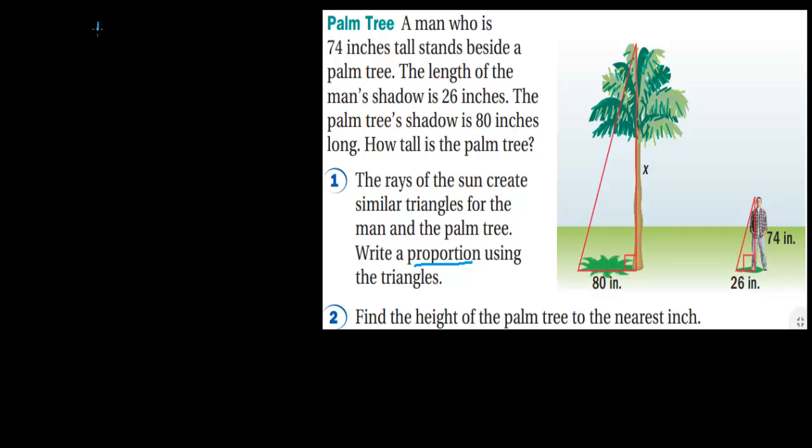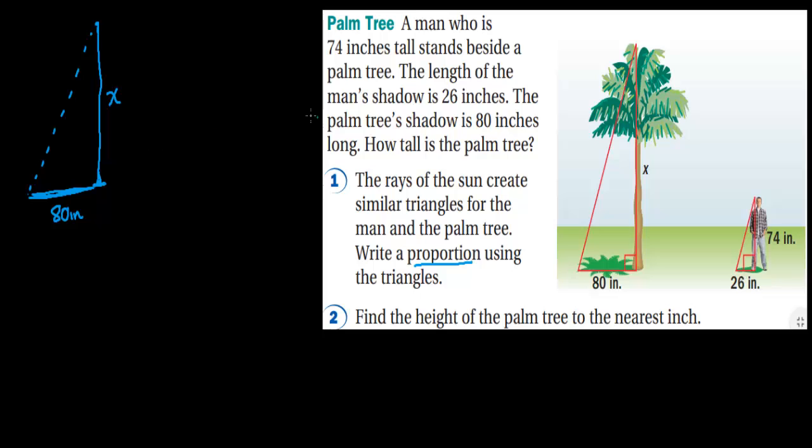This segment here, let's say this is the top of the palm tree, all the way down. Whoops, that's crooked. I'm sorry about that. All the way down to the ground. Here's the ground where the palm tree sits. And this height, we don't know, so I label it X. But I do know that when the sun hits this palm tree, the ray of the sun, the palm tree casts a shadow. Here's the shadow of the palm tree. That's 80 inches long. Okay, that's what it's saying.